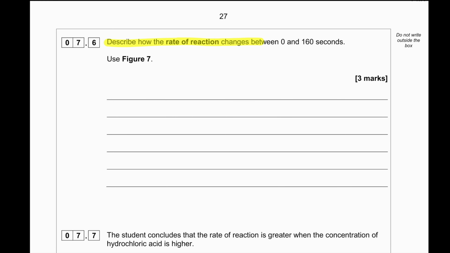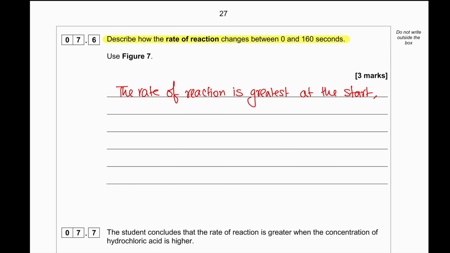Describe how the rate of reaction changes between 0 and 160 seconds. The rate of the reaction is greatest at the start, then the rate decreases, and eventually the rate of reaction goes to 0 and the reaction stops.